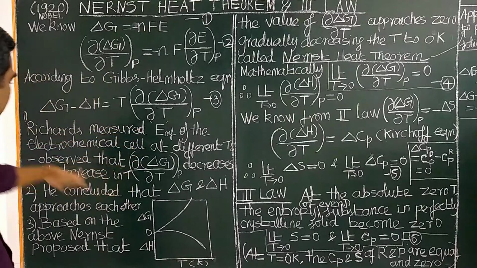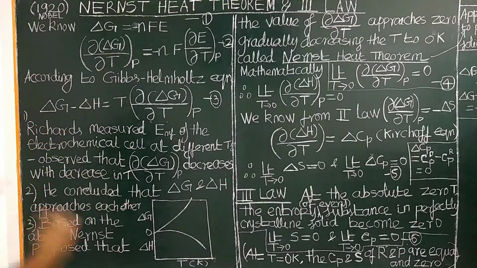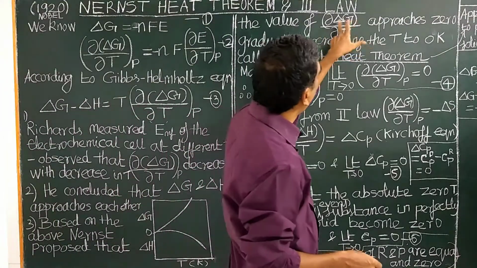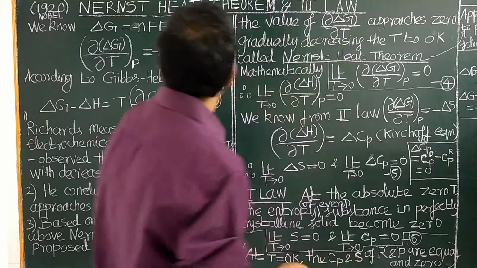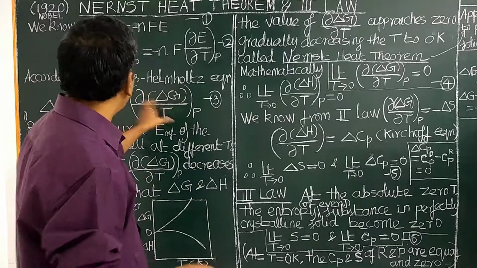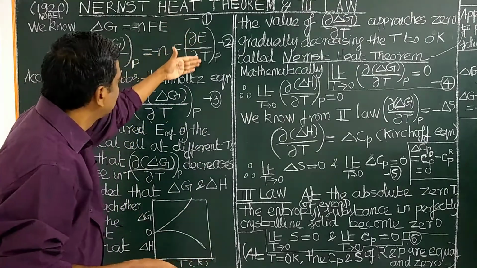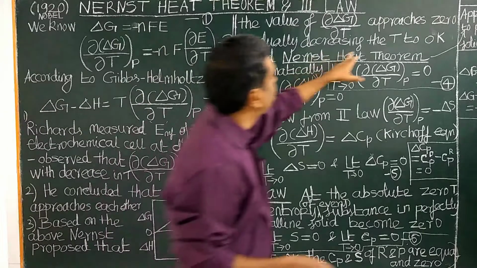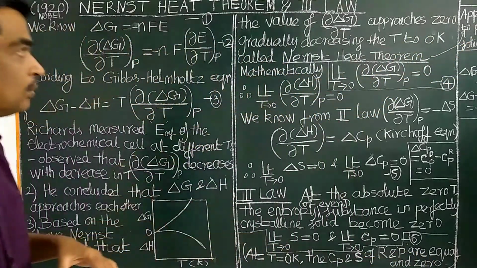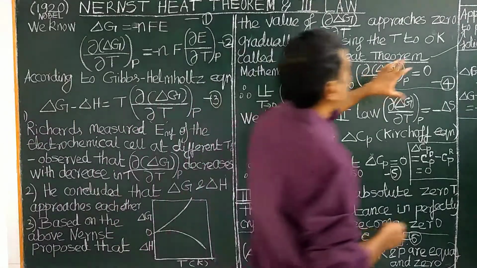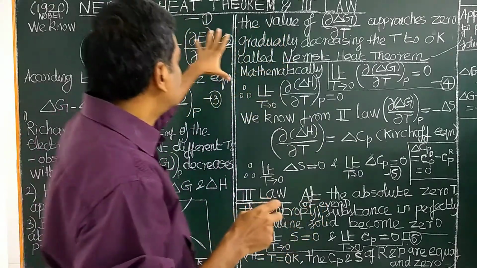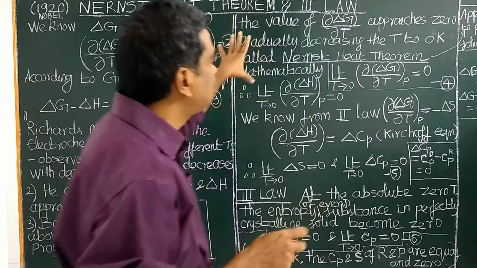Based on the above, Nernst made a generalization. Nernst proposed that the value of dou delta G by dou T approaches 0 as the temperature decreases to absolute 0 Kelvin, because with the decrease in temperature the EMF of the cell decreases. This is called the Nernst heat theorem. It is applicable only to pure solids. This is the generalization of the Nernst heat theorem.